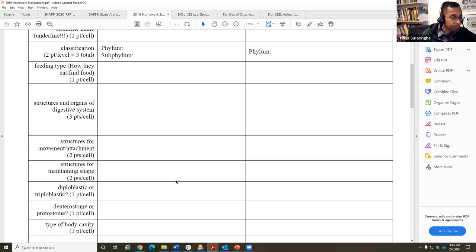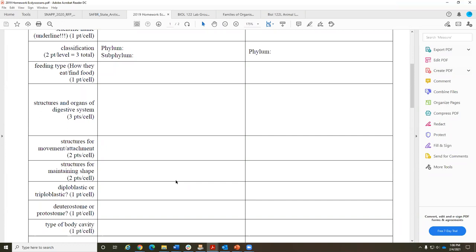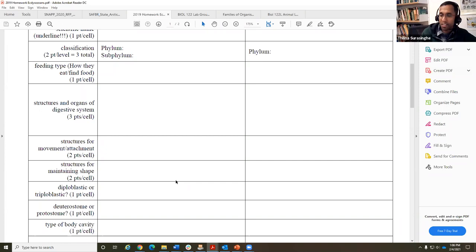And structures for maintaining body shape. Well, how do crayfish maintain their body shape? With what? The exoskeleton. Very good. Excellent. And Ascaris maintains their body shape. They use two things. I'll give you a hint. First, do they have a cuticle? Correct. They do. Next one. Pseudocoelom. Excellent. Or you can also say hydrostatic skeleton, but I don't care which you call it. Hydrostatic skeleton is the pseudocoelom, right?